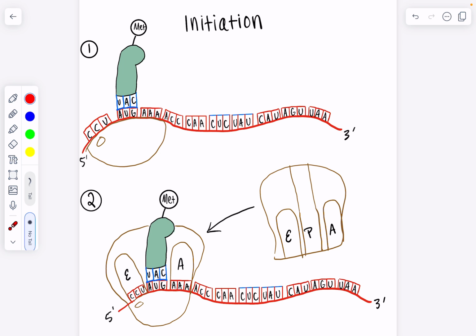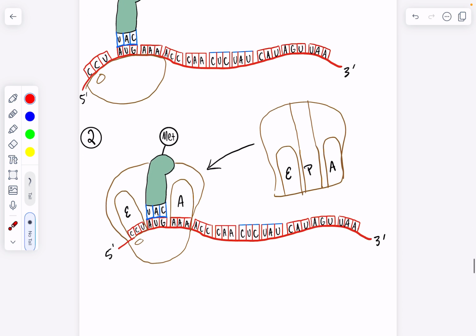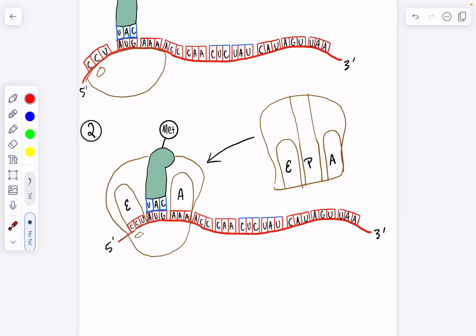Okay, so the small subunit of the ribosome scans the mRNA until it comes to the start codon, and the initiator tRNA binds to the start codon. And that actually is going to cause the large subunit to come and combine with the small subunit, right? And the initiator tRNA is going to be in the P site of the large subunit. Okay.